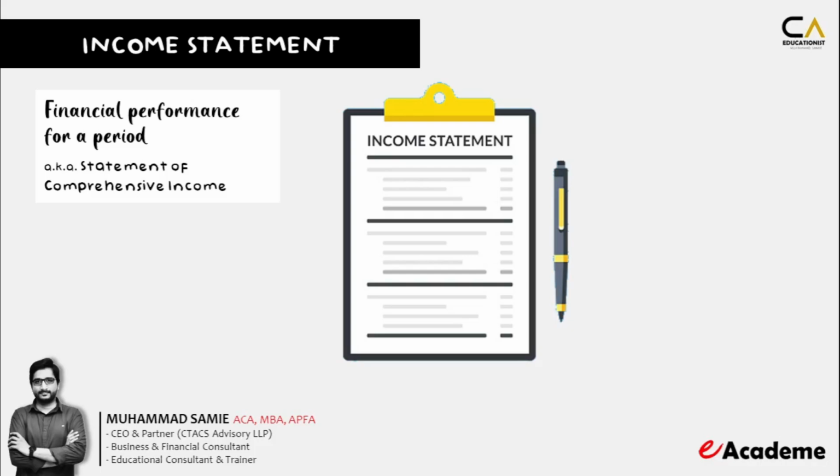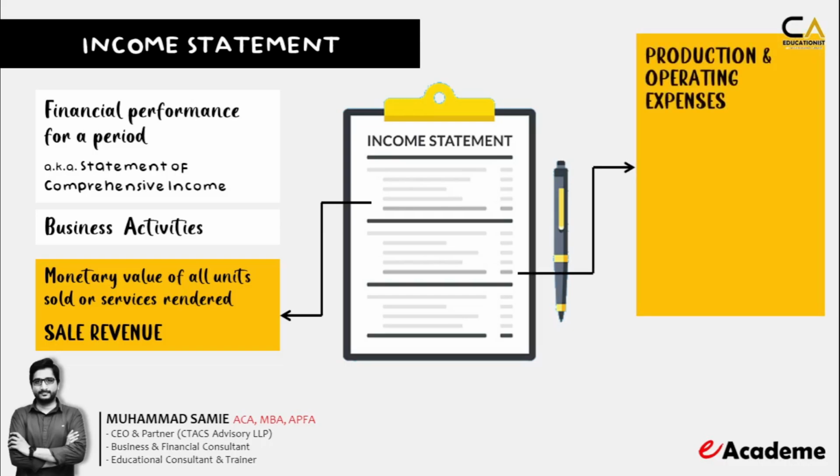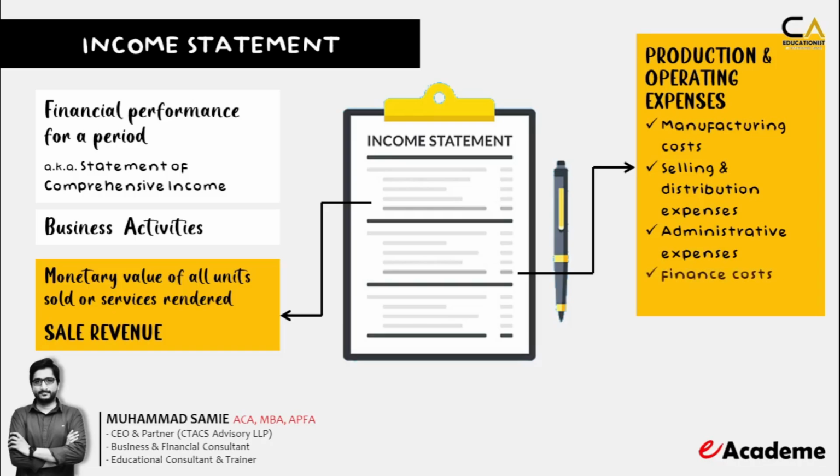This statement reflects the activities of a business during a certain period. It shows the monetary value of all units sold or services rendered by the business during the period, which is termed as sale revenue. Moreover, it discloses the monetary value of production and operating expenses incurred by the business in selling those units or rendering those services, including manufacturing costs, selling and distribution expenses, administrative expenses, finance costs, also known as interest on business loan, and other miscellaneous revenue expenditures.